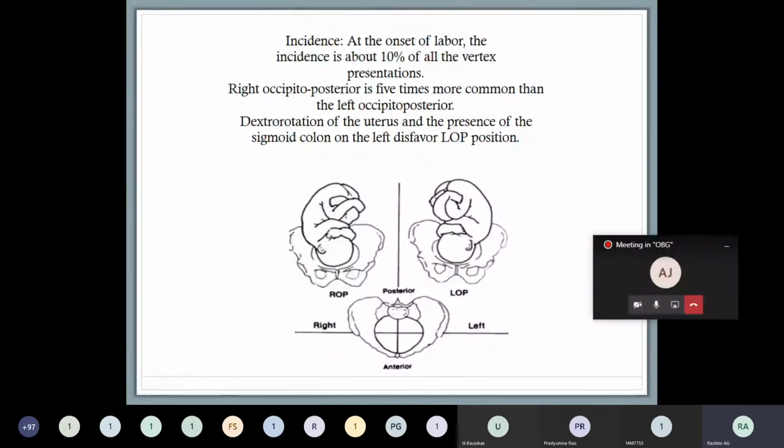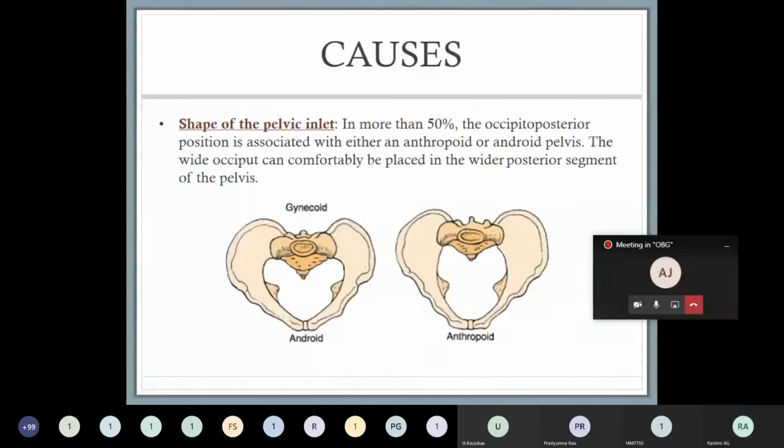What is the incidence of occipital posterior? At the onset of labor, the incidence of OP, or occipital posterior, is about 10% of all vertex presentations. ROP is 5 times more common than the left occipital posterior. Why is it so? It's mainly because of the dextral rotation of the uterus and the presence of sigmoid colon on the left, which disfavors a LOP position.